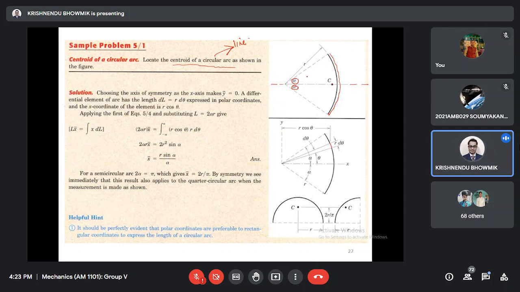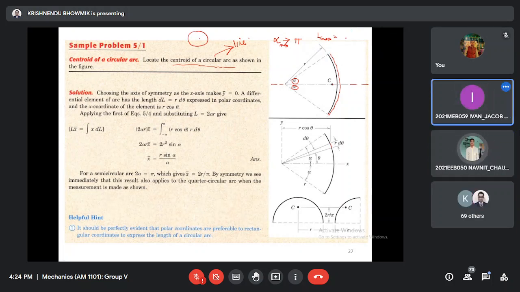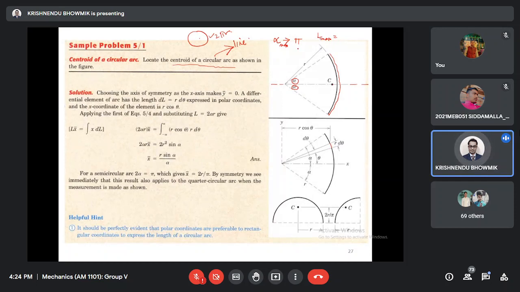Now, how much will be the maximum alpha to get the circle? Pi, in radians. Yes, we have to be in radians. So if it is pi, what will be the length, L max for the circular one? What is the length? Pi r or 2 pi r? The whole length is 2 pi r. That means when alpha equals pi, it is 2 pi r.